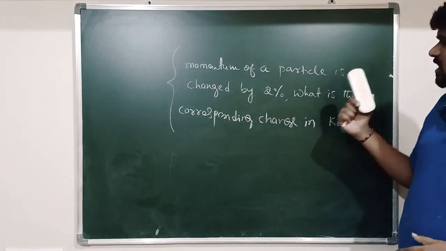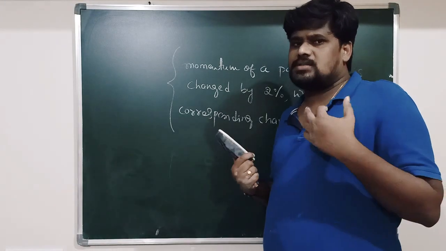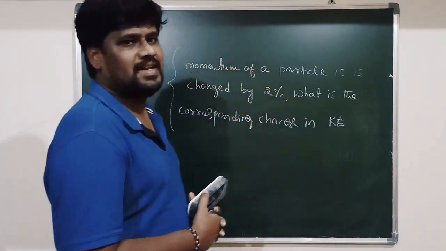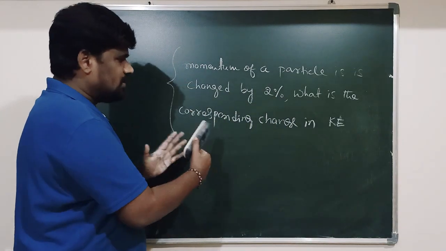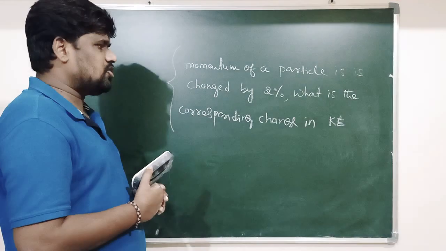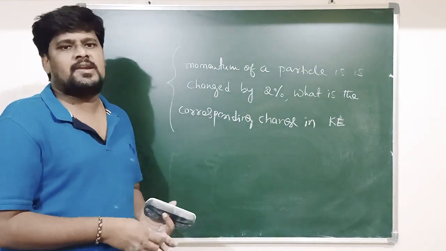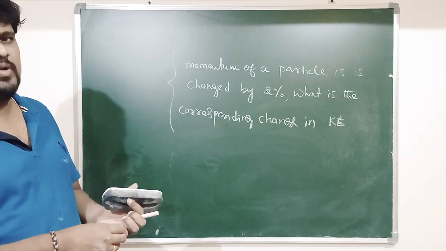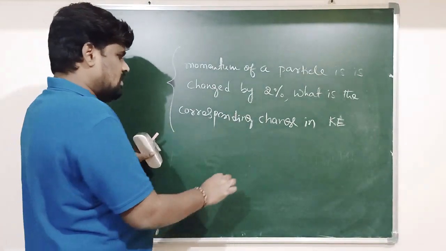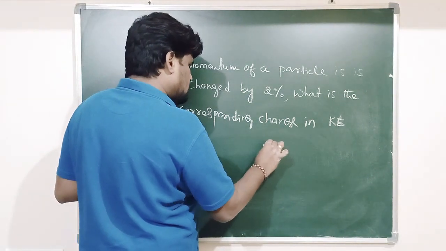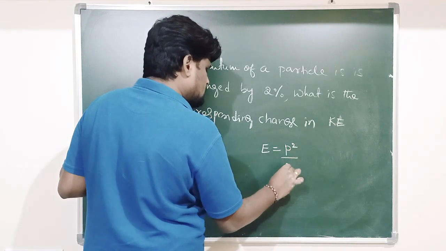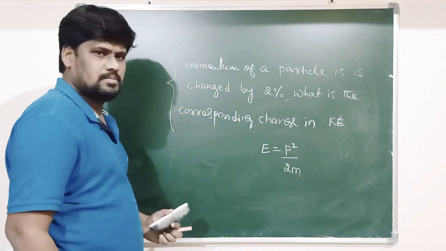2% is the change in the momentum. They are asking you to determine what is the corresponding change in kinetic energy. To solve this example, in the very beginning, you must know the relation between kinetic energy and momentum. We have one famous formula in physics. That formula is given by E is equal to P square by 2m.